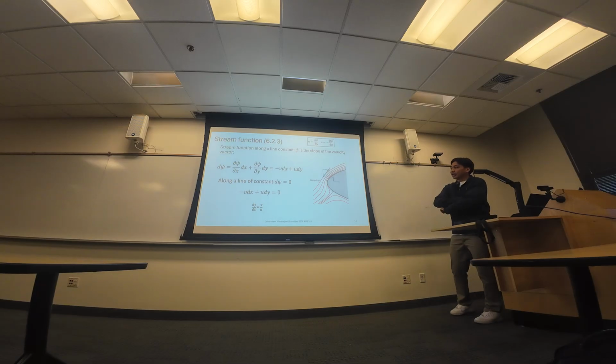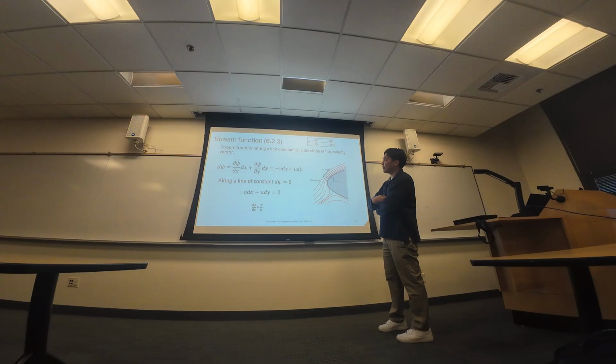Okay, and this you don't really need to write down or anything. This is just kind of showing more details about the stream function. So stream function along a line constant psi is the slope of the velocity vector, which I just told you.